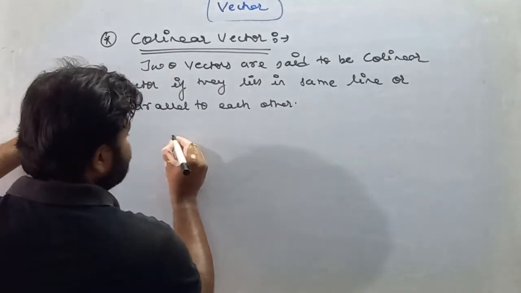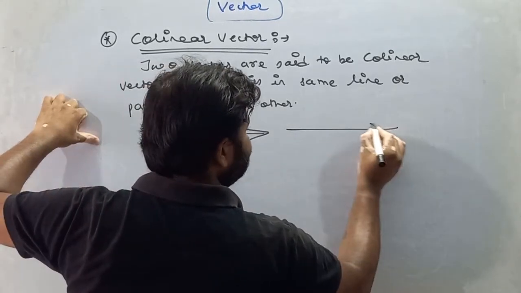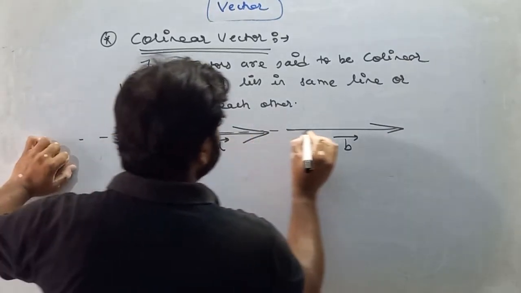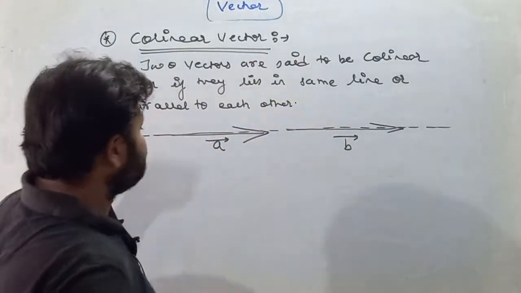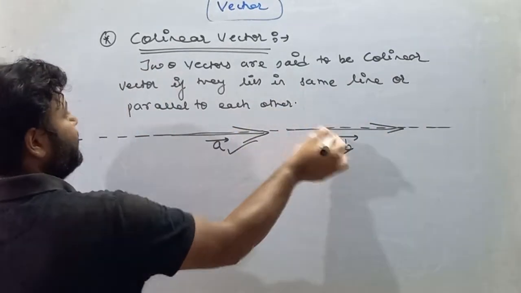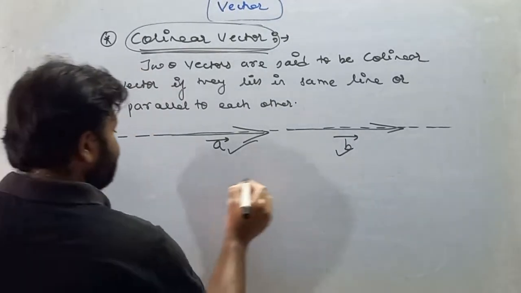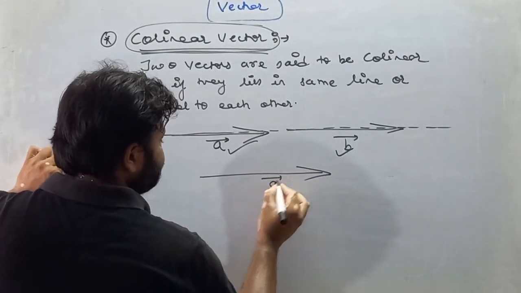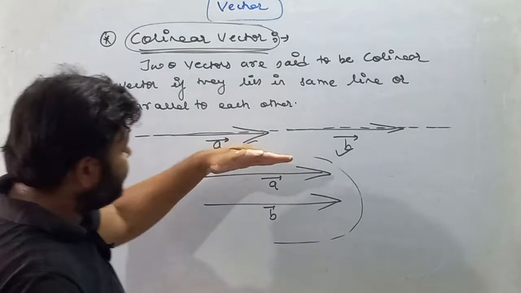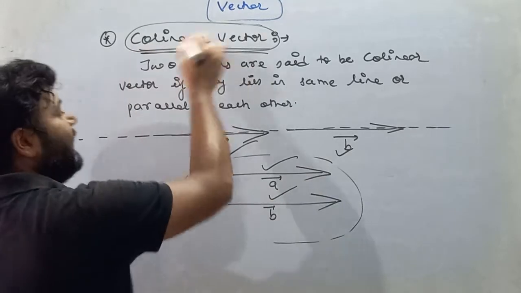Like if we have two vectors, let's suppose one vector is this, it is A vector, and second vector is this, let's suppose B vector. You are seeing, my dear student, both the vectors lie in the same line. So we'll say both the vectors are collinear vectors. Or the second condition of collinear: let's suppose first vector is A vector and second vector is B vector. These two vectors are parallel to each other. So we'll say A vector and B vector again are collinear vectors.